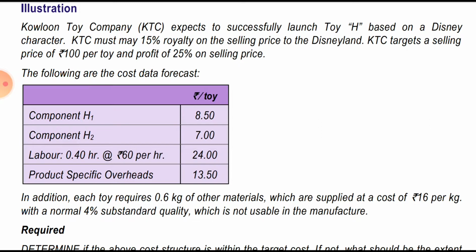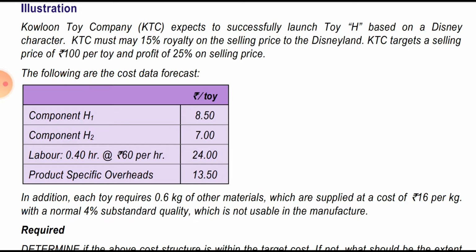KTC's target selling price is 100 per toy and the profit of 25%. So what we will do first is deduct 25% profit, that is minus 25, and minus 15% of the selling price for the royalty KTC must pay. So minus 15, we arrive at 60 rupees. So that should be our cost. So target cost should be 60.